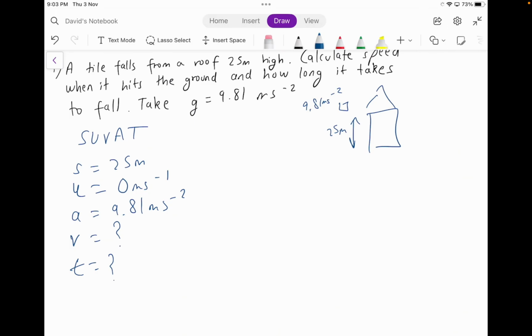So now, usually we take upwards as the positive direction, but in this question it's probably easier for us to take downwards as positive. So we get the acceleration due to gravity as positive 9.81 meters per second squared. We're going to take it like that in that notation form. All right.